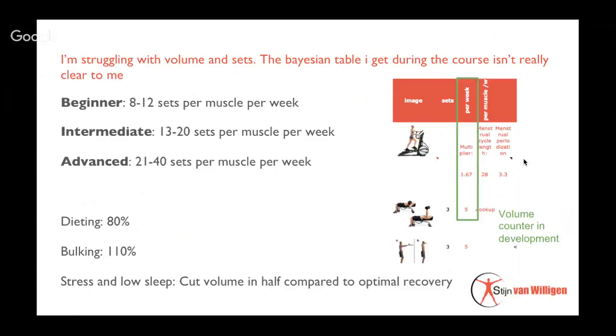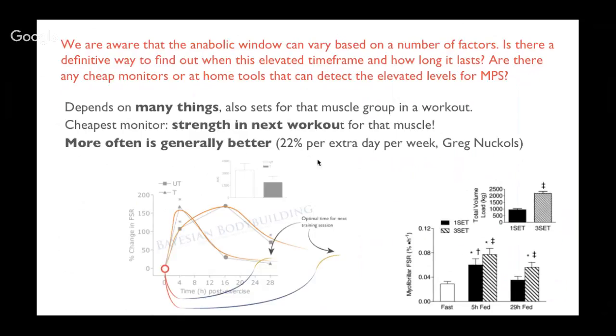Okay, next question. We are aware that the anabolic window can vary based on a number of factors. Is there a definitive way to find out when this elevated time frame is and how long it lasts? Are there any cheap monitors or at-home tools that can detect the elevated levels of MPS? Well, there aren't any cheap or easy tools. I mean, you can go to a lab and get a part of your muscle taken out and then put it up for analysis, but that's most often not what people want to do.